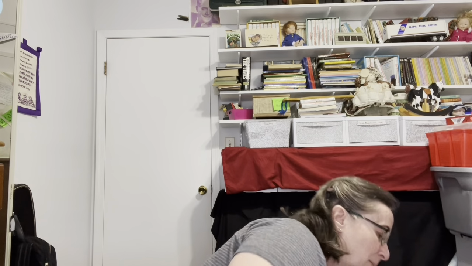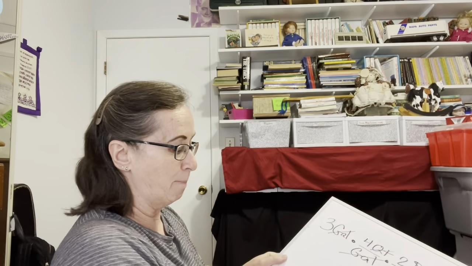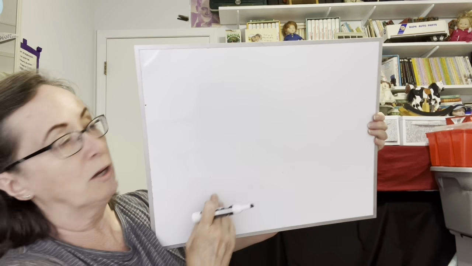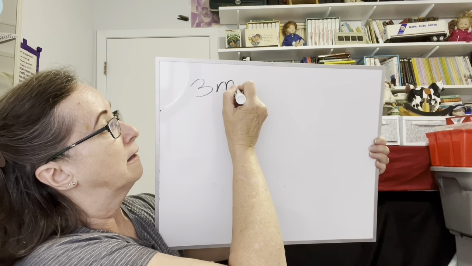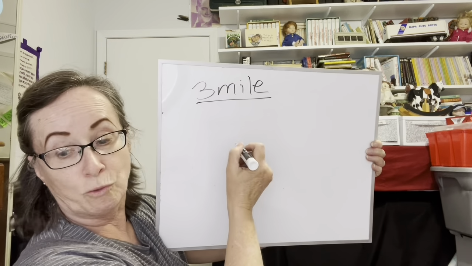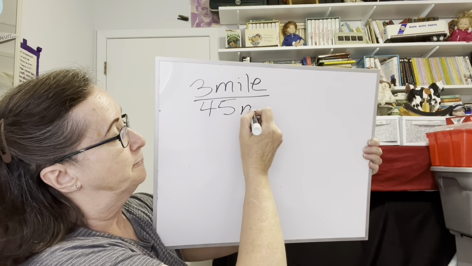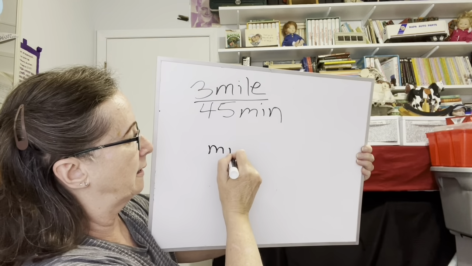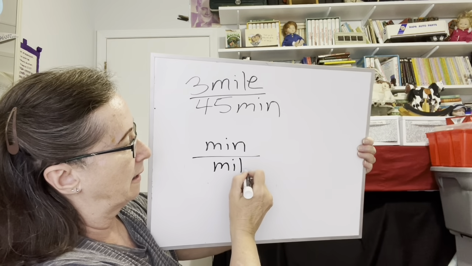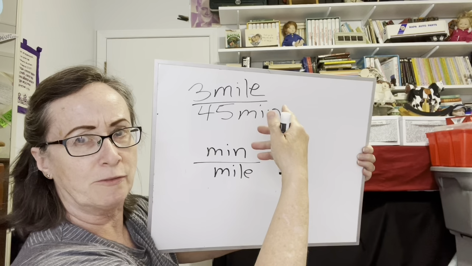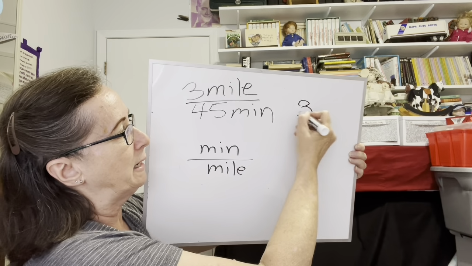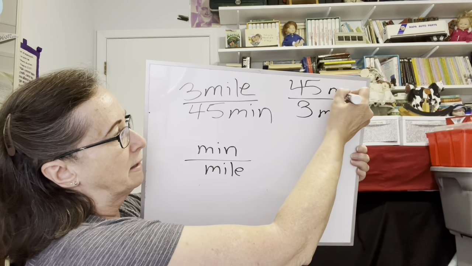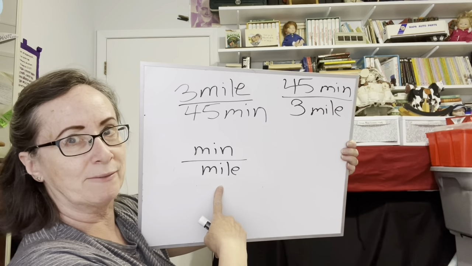Okay, so I'm going to get my big board again because it's a bigger problem. And so we're going to start with 3 miles in 45 minutes. Now, the first thing they ask us is pretty easy. They said minutes per mile, but they gave us miles per minute. Can't we just flip it over? Can't we say this is the same thing as 3 miles on the bottom and 45 minutes on the top? So if we flip it over, then don't we already have it in the minutes per mile?